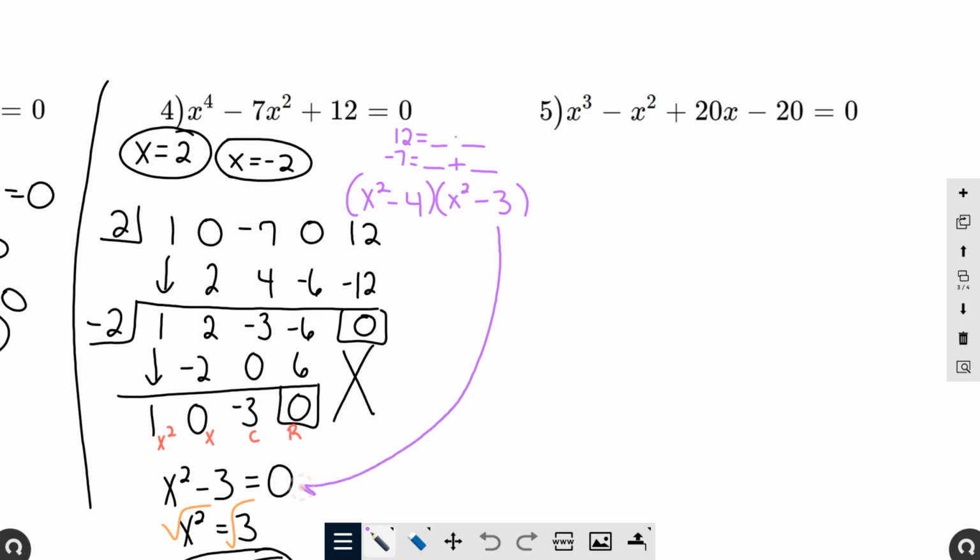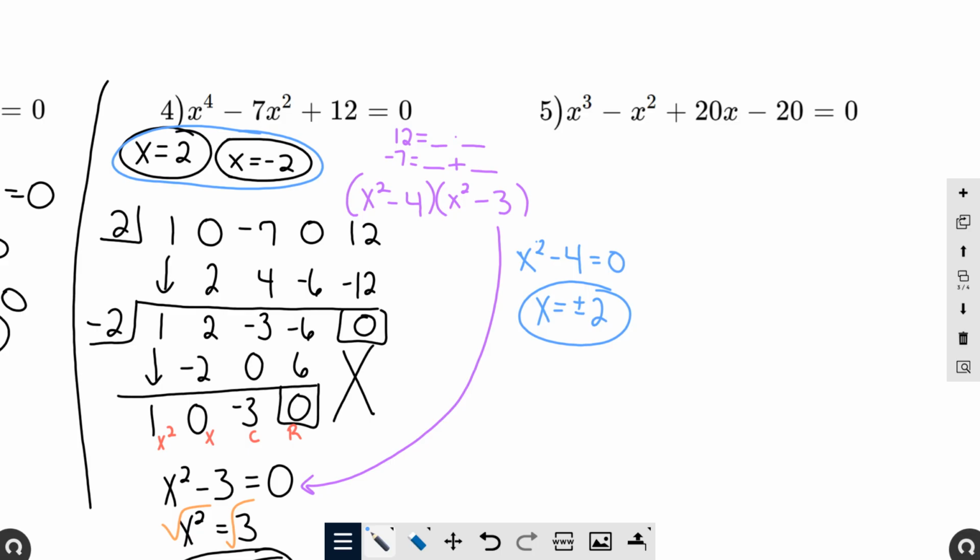Now, that equation looks just like that one, doesn't it? X squared minus 3. So the only thing we would have to do here is take our x squared minus 4 and set it equal to 0. And what would you do to solve that? What's the square root of 4? 2. But don't forget to put what with it? Plus or minus. Plus or minus 2. So you could actually say here for this answer, x equals plus or minus 2, and then x equals plus or minus square root 3, like we did down there.